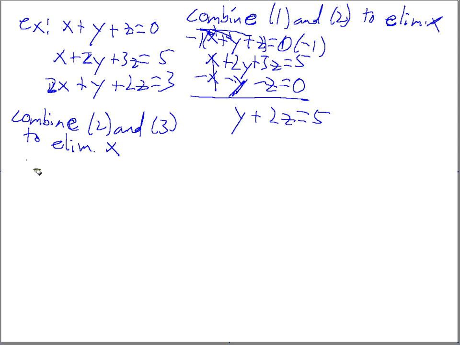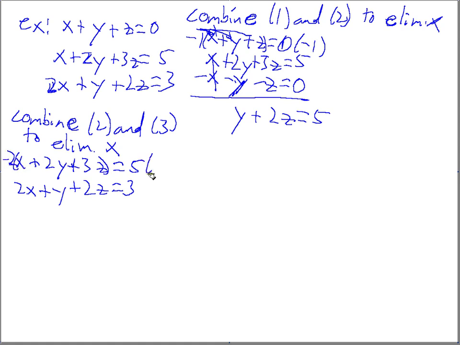Let's copy these equations here. x plus 2y plus 3z equal to 5, the second equation. Third equation, 2x plus y plus 2z equal to 3. Let's go ahead and multiply by what to get rid of x. Because we got rid of x in the first combination, we do the same thing in the second combination. So I'm going to multiply by -2 this time, because I want to get -2x right here. So -2 to both sides.